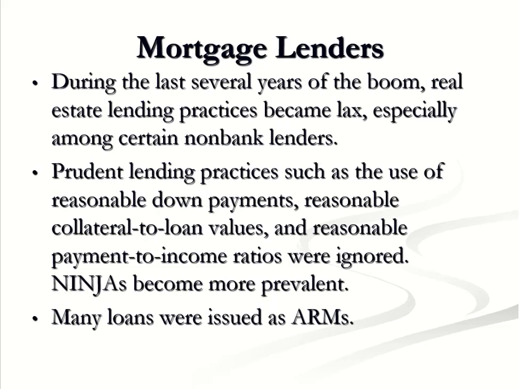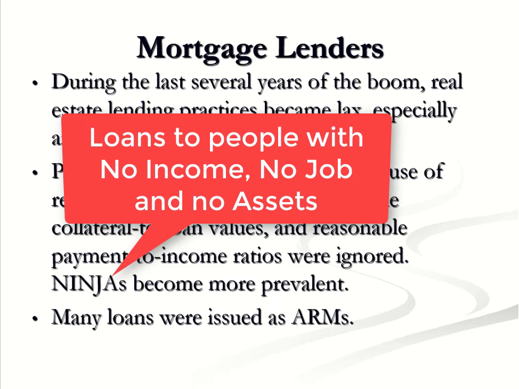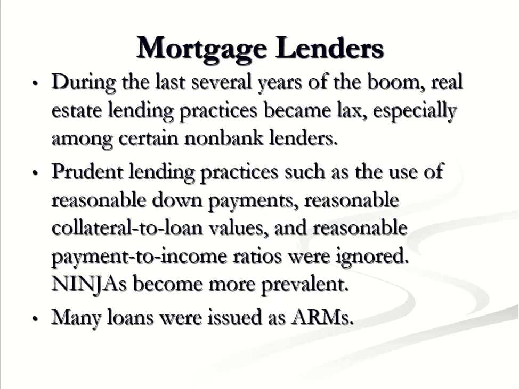So during the several years before the boom, real estate market practices, the lending practices, became very lax, especially among non-bank lenders or shadow bank lenders. Prudent lending practices such as the use of reasonable down payments, reasonable collateral to loan values, reasonable payment to income ratios were ignored. Another thing that was going on at the same time is that a lot of loans were originated as adjustable rate mortgages.